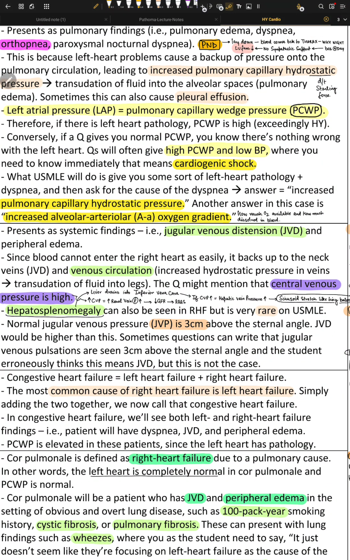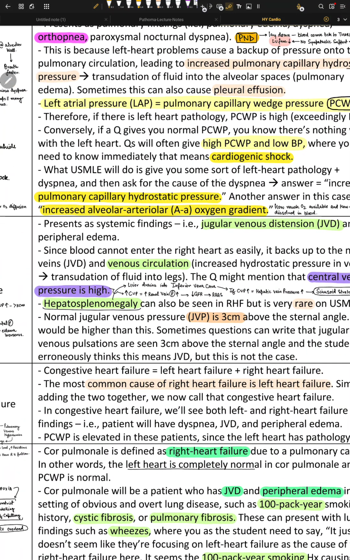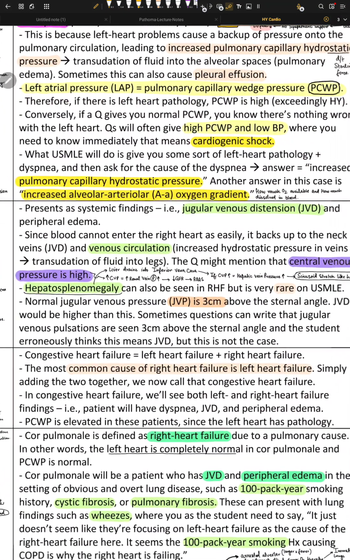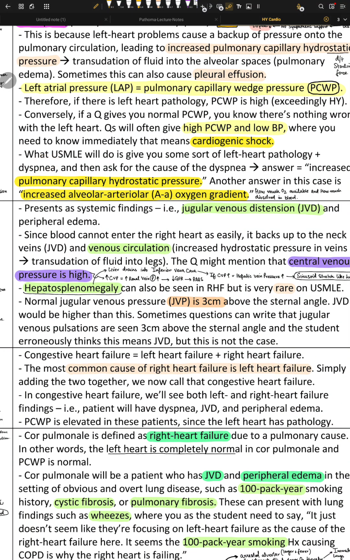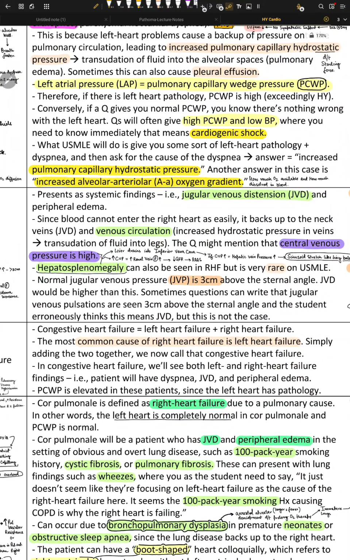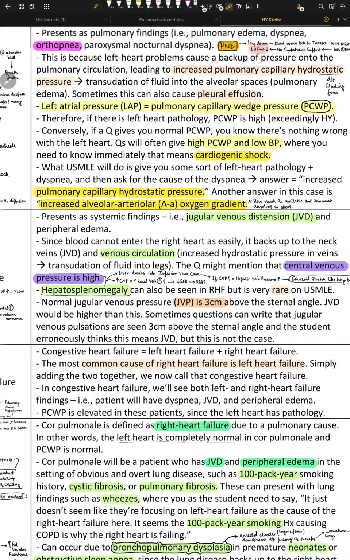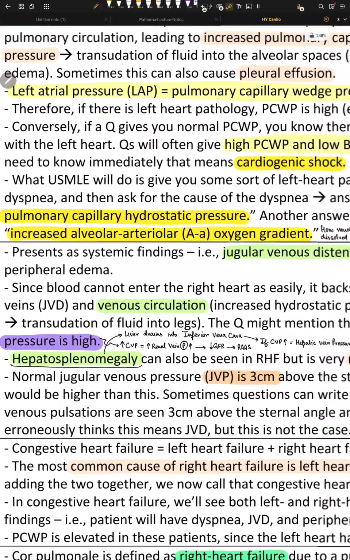Now, what USMLE wants you to do is give you some sort of left heart pathology and dyspnea, and then ask for the cause of dyspnea. And the short answer is increased pulmonary capillary hydrostatic pressure. Another answer is the case of increased alveolar-arterial oxygen gradient. So really simple, how it happens. So increased A-a oxygen gradient.